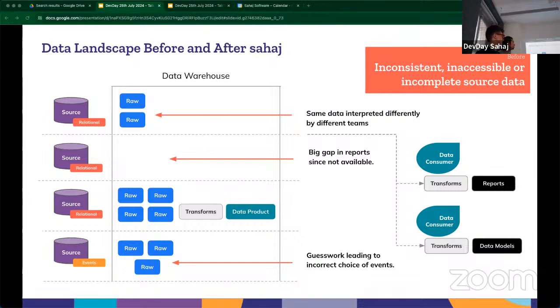Then there was data that was just not measured. There was a big gap in reports because the data wasn't available. And the old saying, what doesn't get measured doesn't get managed, is also true. There could also be guesswork, leading to incorrect choices of events being used or interpretations. All of this was not the best situation.